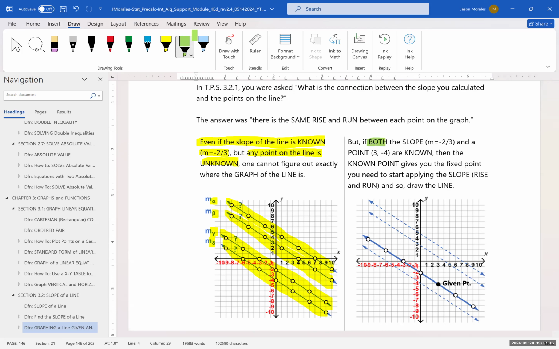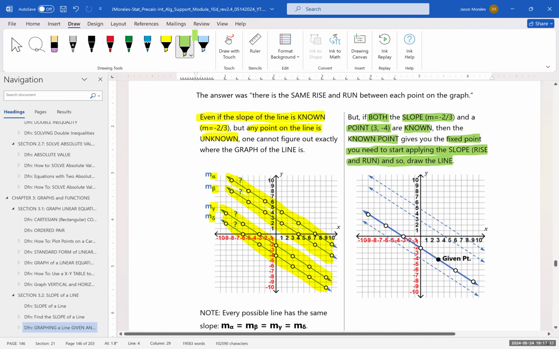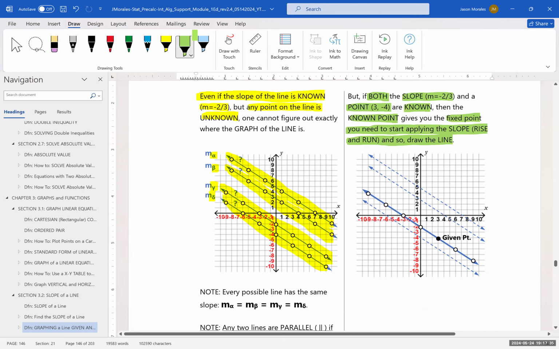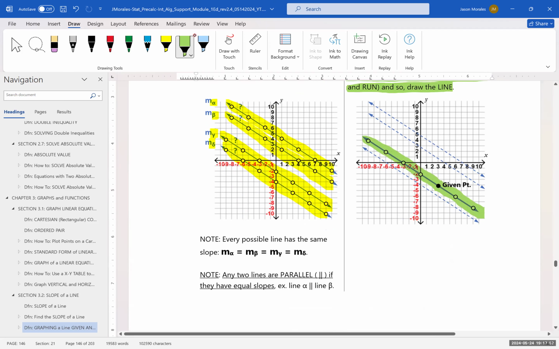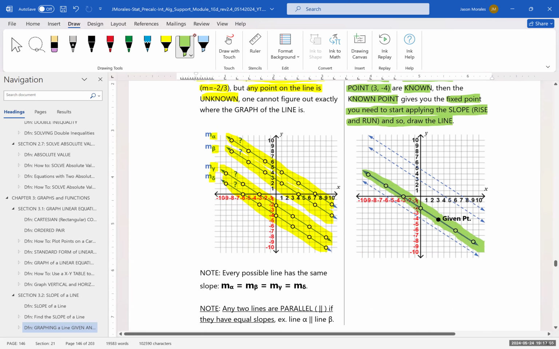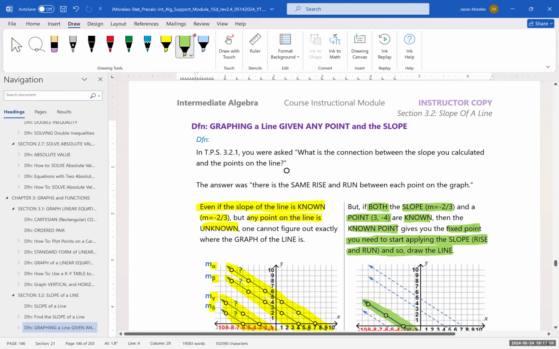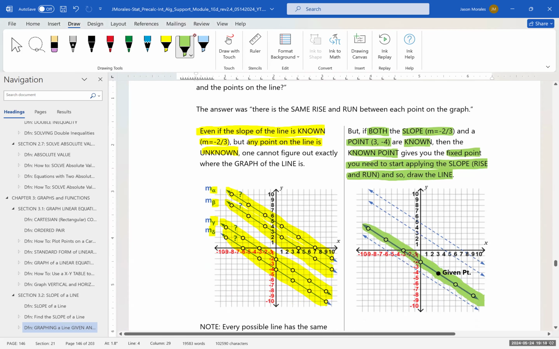Okay, but if both the slope and a point are known, then the known point gives you the fixed point you need to start applying the slope, and so draw the line. Even though we have all of these lines with the same slope, once we have a given point that the line has to go through, it's going to lock the line down to one particular place because it has to go through that one point. That's where the title of the section comes from: graphing a line given any point and the slope. We've got to have both.